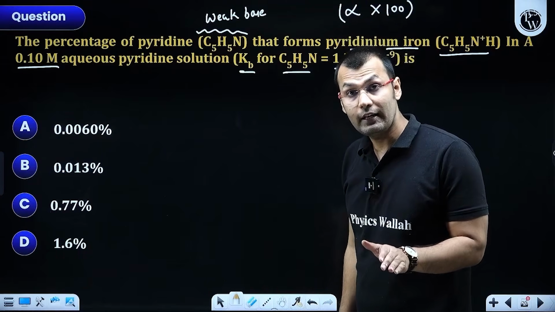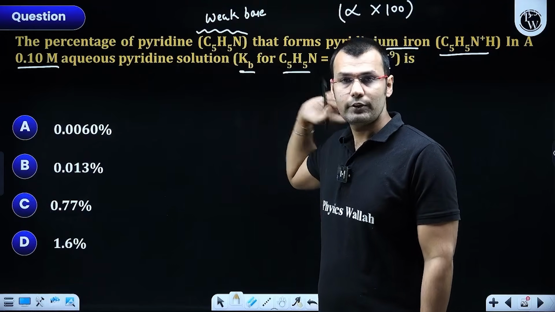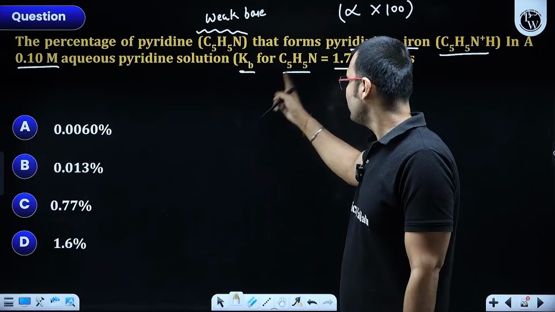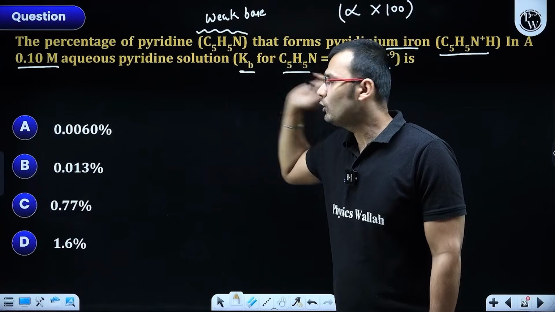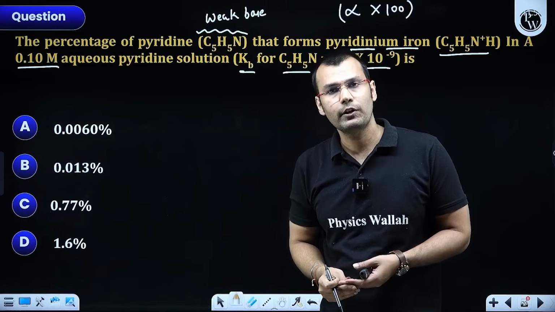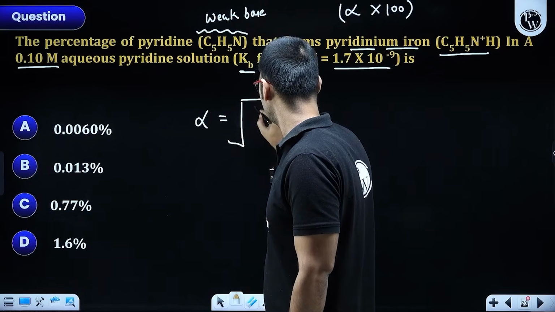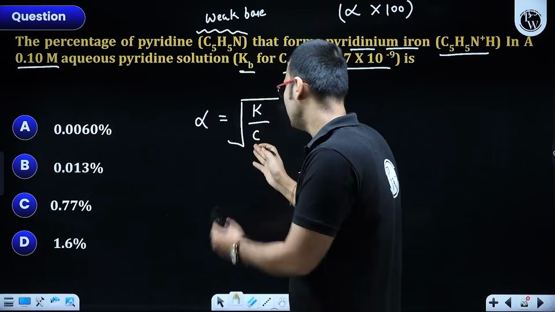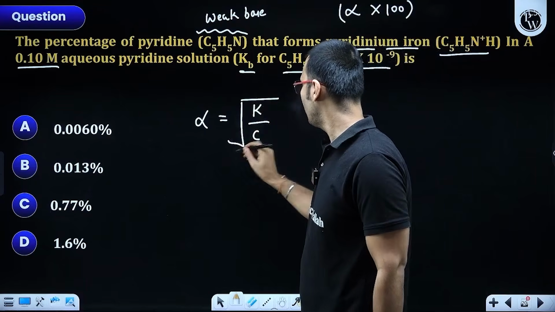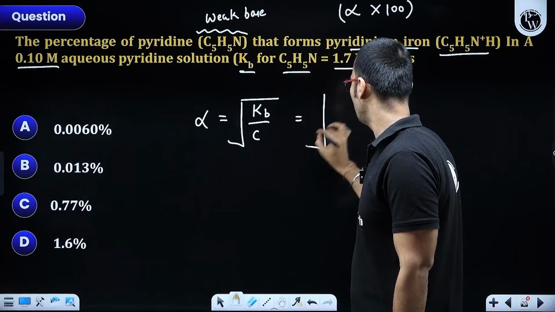And what are the given things? First point is we have a weak base solution. For that weak base, we have the value of Kb, we have the value of concentration. So we can directly apply the formula of Ostwald dilution law, that is alpha equals under root of K by C. That's the general formula. But in case of a weak base, alpha equals under root of Kb by C.